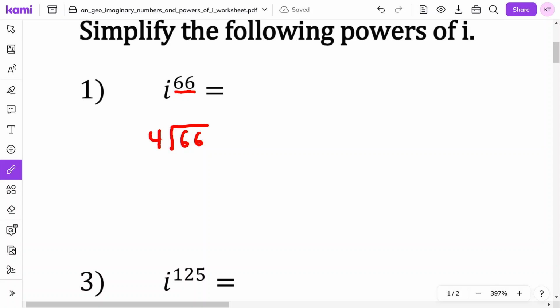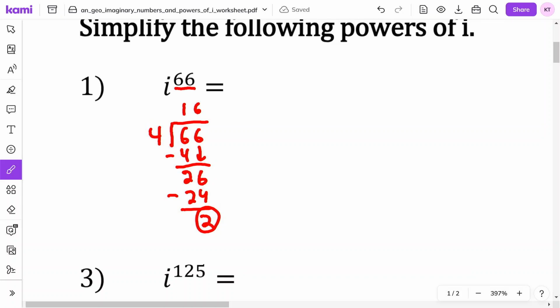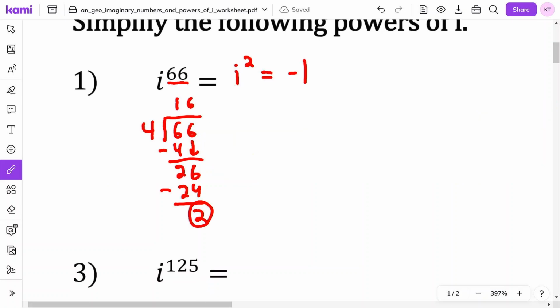Once I do my long division here, that gives me a 1. Take a 4, subtract that, that gives me 2. Bring down my 6, I get 26. Then that gives me 6 here, so 24. So 66 divided by 4 will give me 16 with a remainder of 2. And whatever remainder I get here, in this case 2, is going to be my i power. So that is the same thing as i to the power of 2, and i to the power of 2, like we said previously in our first four powers of i, is equal to -1. Therefore i to the power of 66 will also be equal to -1.